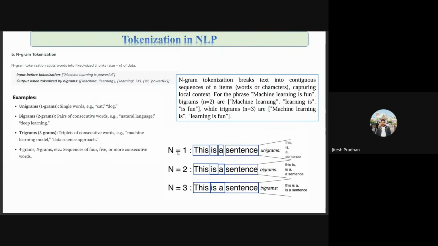Now look at here, if n is 1, then it extracts each word of this sentence as a unigram token. If you are using bigram, it takes the first 2 words, then the next 2 words, then the next 2 words, so it will extract 3 tokens. If you are using trigram, then the first 3, then the next 3, so it generates only 2 tokens. So look at here, the number of tokens is also changing.